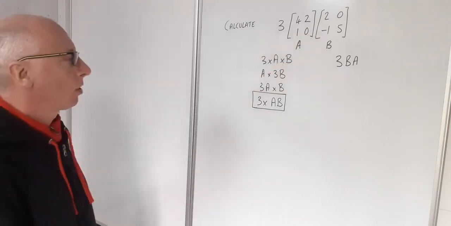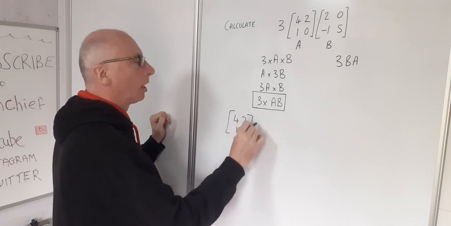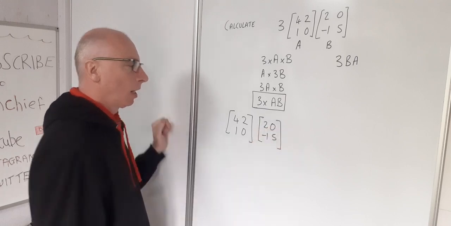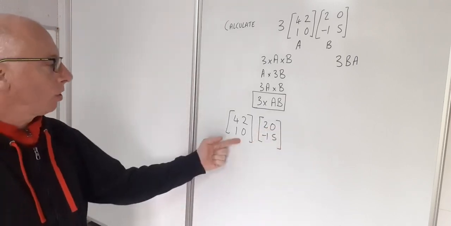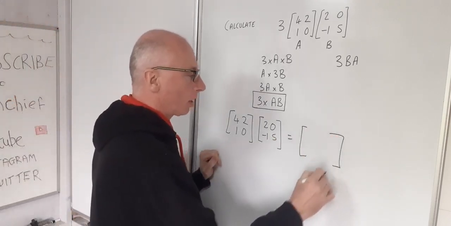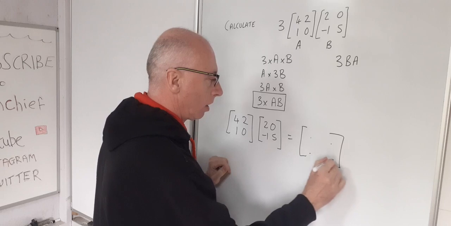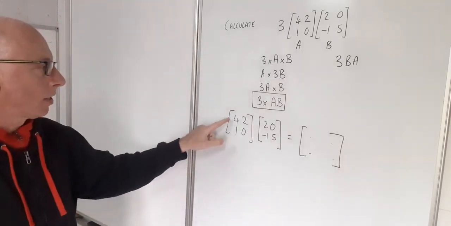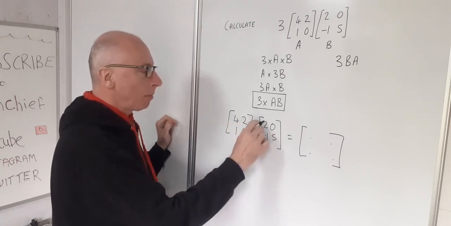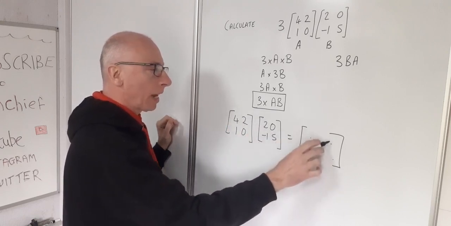So now let's multiply these two matrices. So I've got 4, 2, 1, 0, and 2, 0, minus 1, and 5. Okay, so now I've got a 2 by 2 and a 2 by 2, so my answer is going to be another 2 by 2 matrix. Now, to get each of my terms here, I need to do what's called the dot product. So if I go along here, my first row, 4 and 2, and I multiply it by my first column, I get this one. And this top row multiplied by my second column, I get this one.